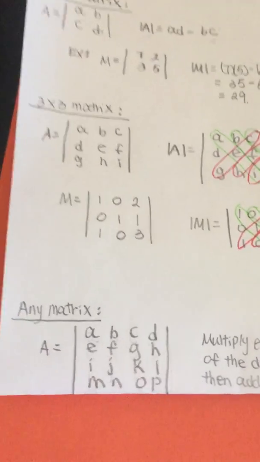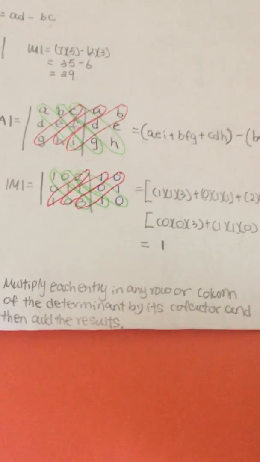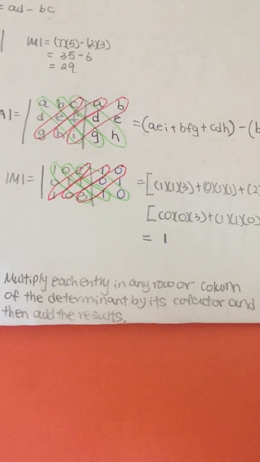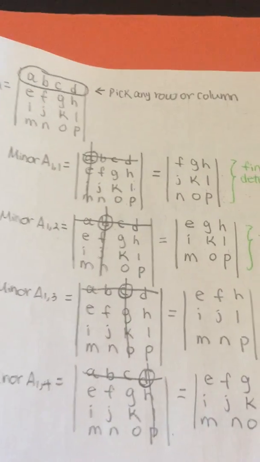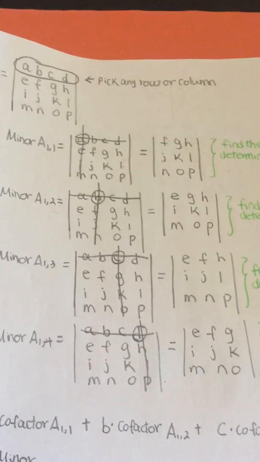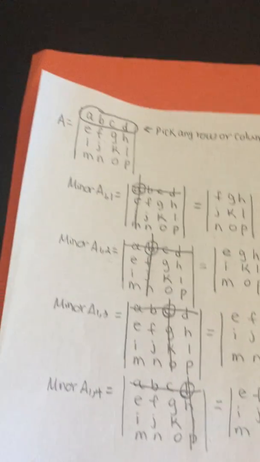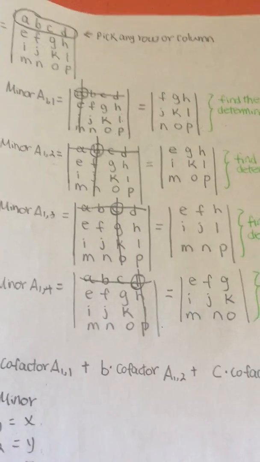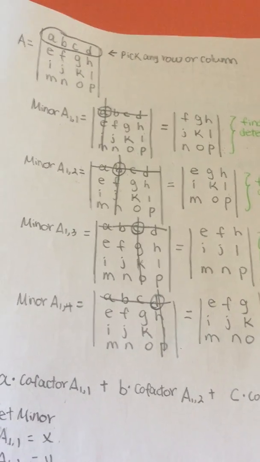Now, to find the determinant of any matrix, you need to multiply each entry in any row or column of the determinant by its cofactor, and then you add the results. Here I have an example. Suppose I have this 4x4 matrix. The first step is to pick any row or column. In this case, I picked the first row. After that, I have to find the minor for each entry in this row that I picked.